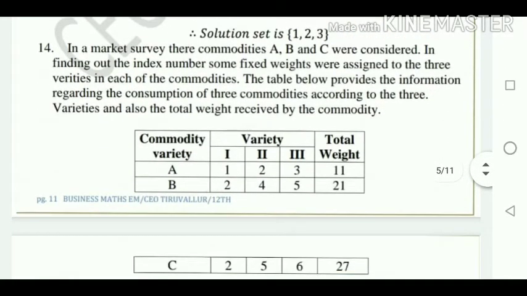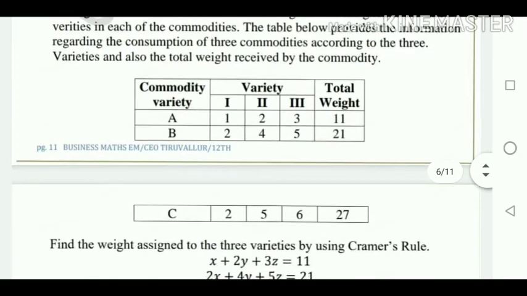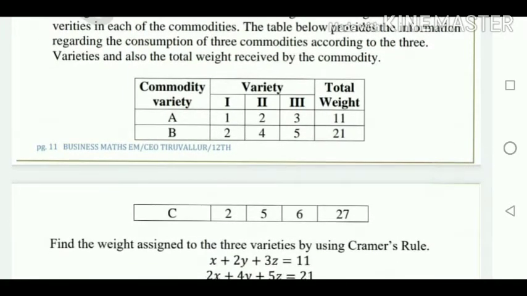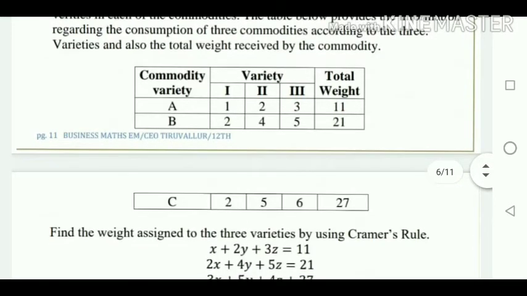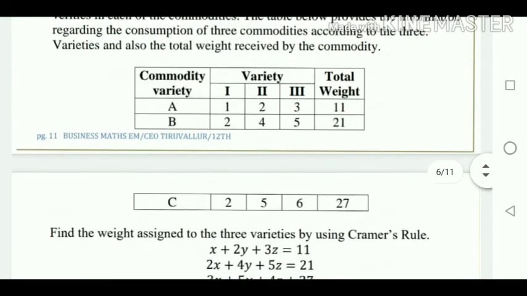In a market survey, the 3 commodities A, B, C were considered. In finding out the index number, some fixed weights were assigned to 3 varieties in each of the commodities. The table below provides the information regarding the consumption of 3 commodities according to the 3 varieties, and also the total weight received by the commodity. Here they said about 3 commodities A, B, C, and varieties 1, 2 and 3. The total weight is also given on the right side of the equation. So write these things in equation form.